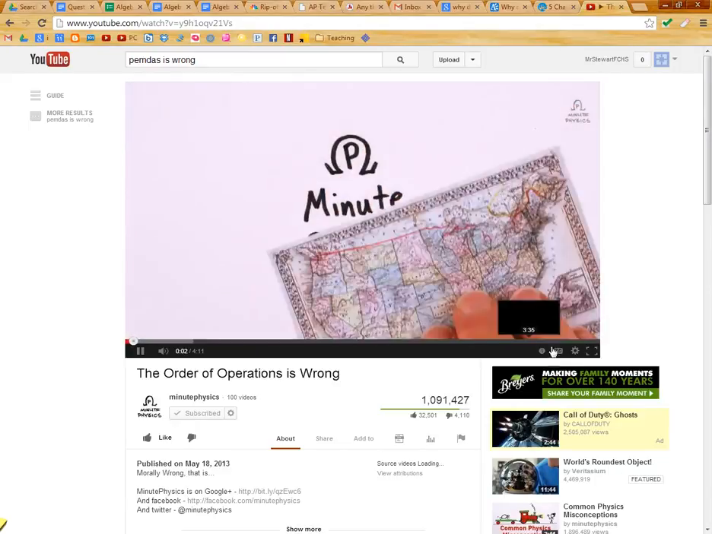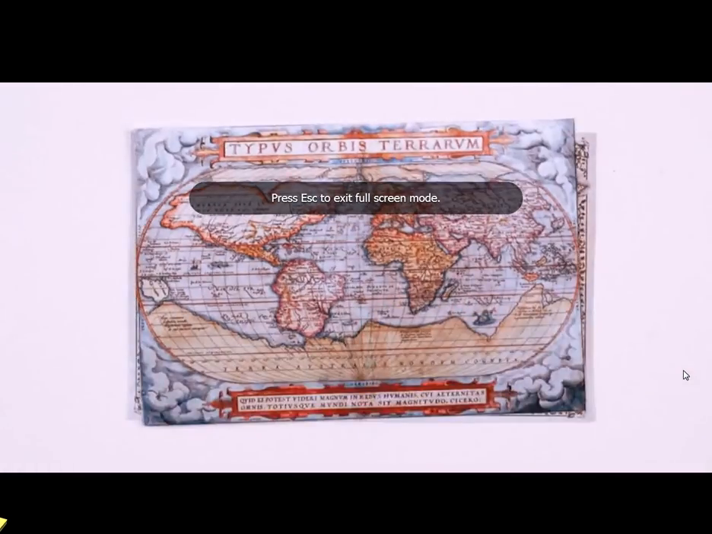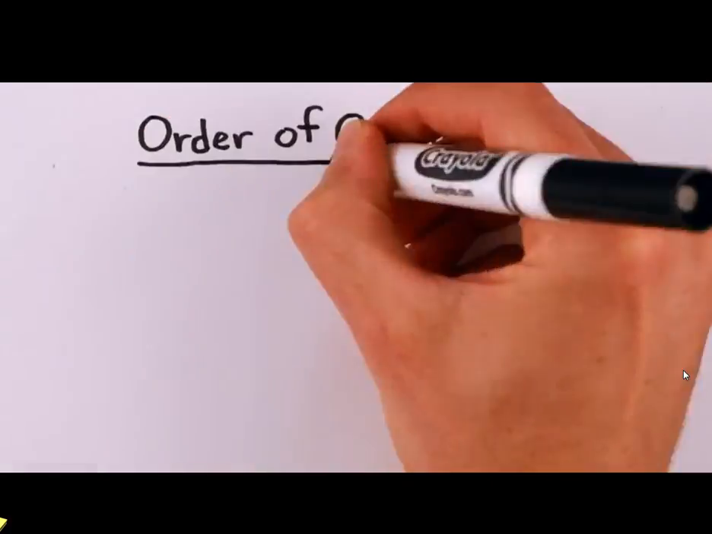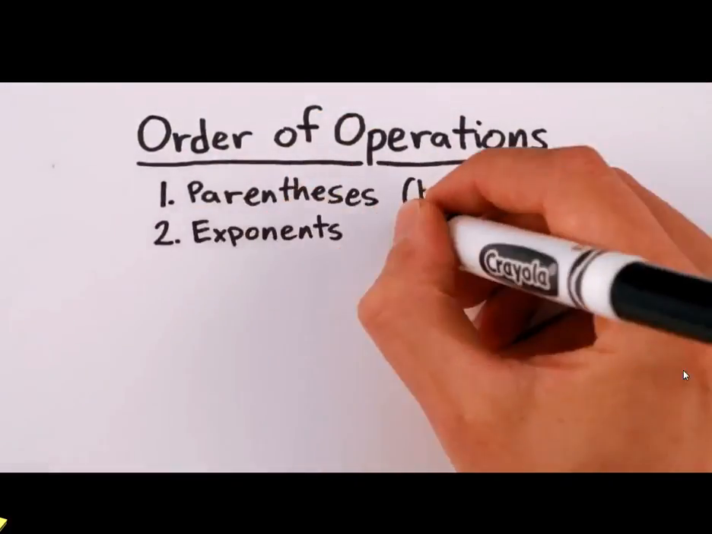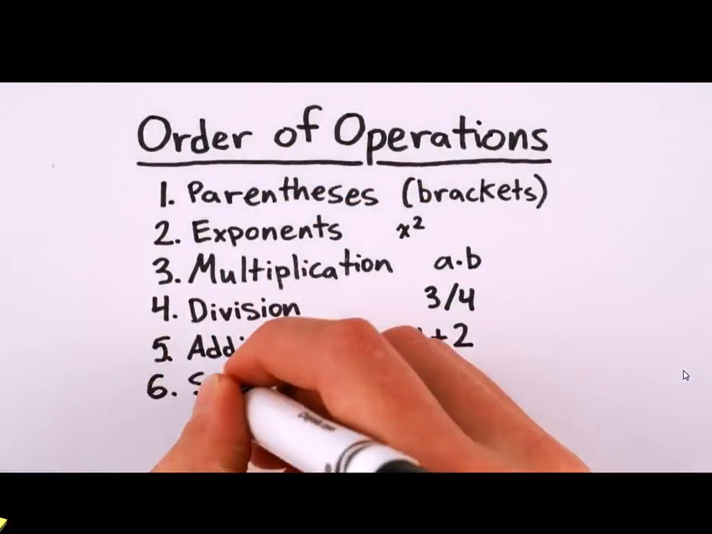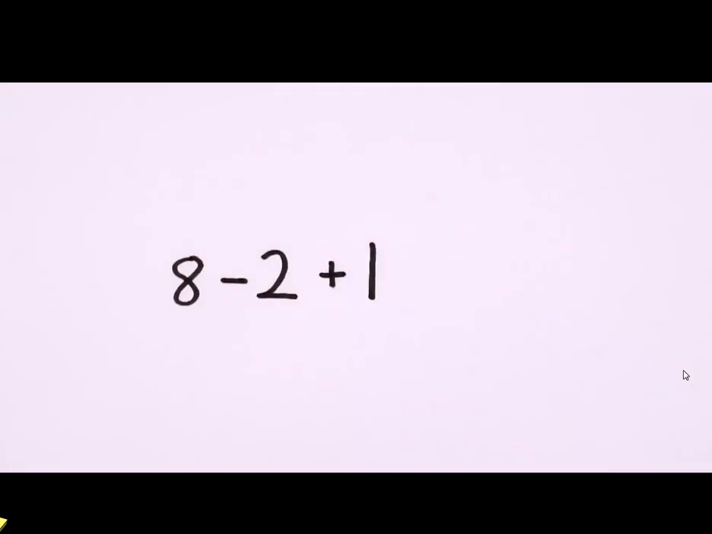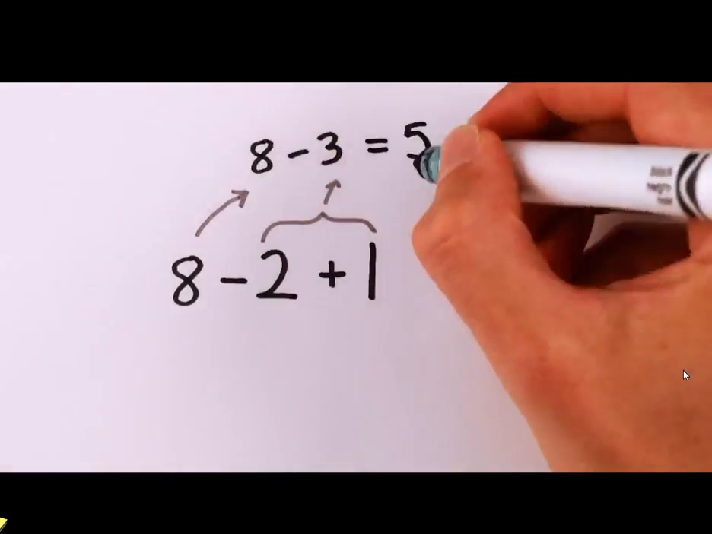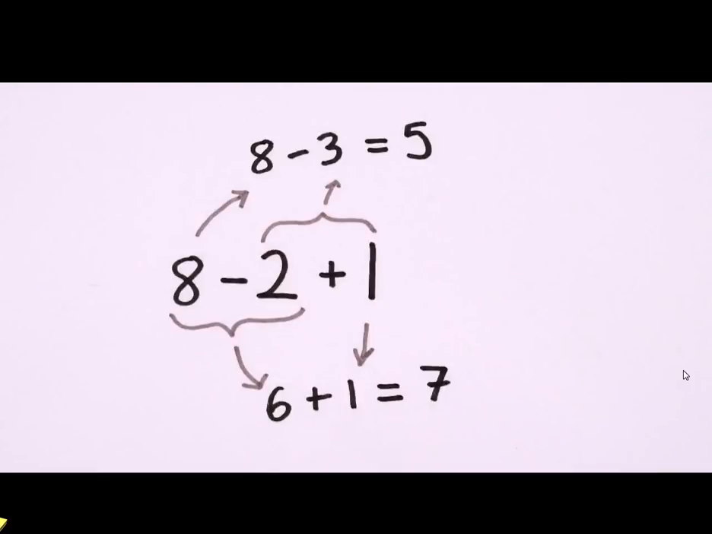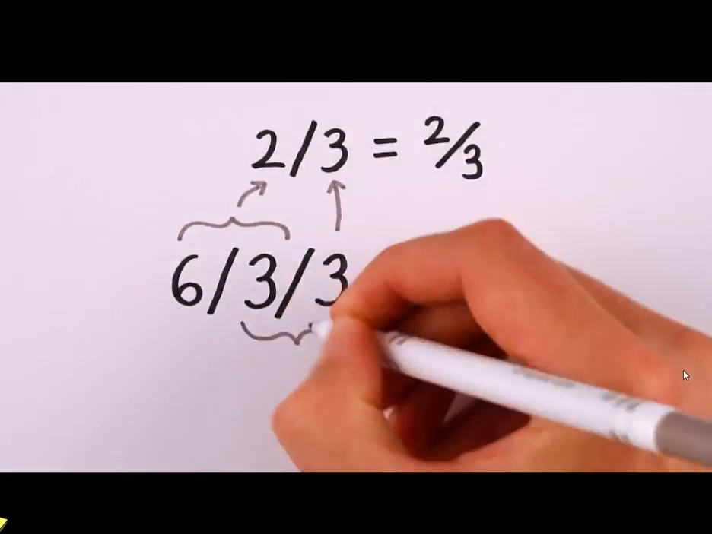Moments. If you went to elementary school in the US, or much of the rest of the world, you almost certainly learned about something boringly called the order of operations. A set of rules for whether or not you should do multiplication before addition or addition before subtraction to get the right answer on your math test. Except you don't always get the right answer, or even one answer. I mean, is 8 minus 2 plus 1 equal to 5 or 7? And is 6 divided by 3 divided by 3 equal to 2/3 or 6?